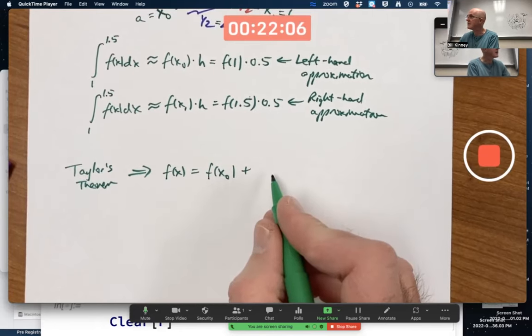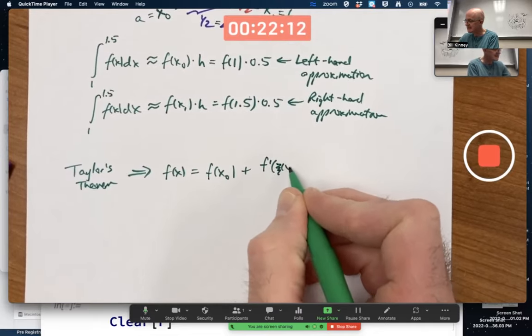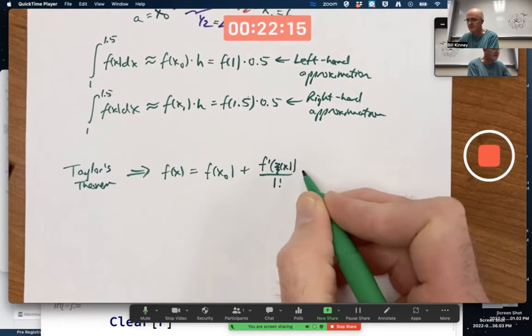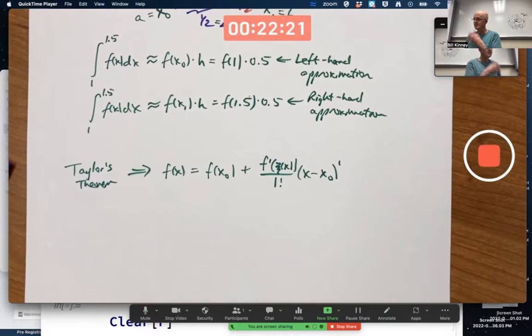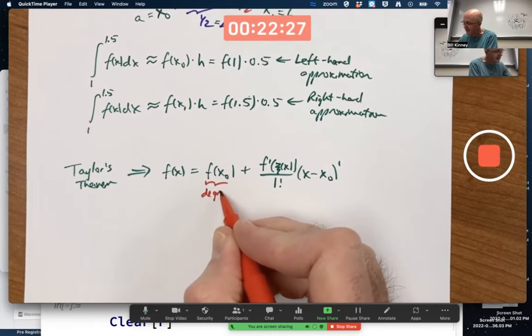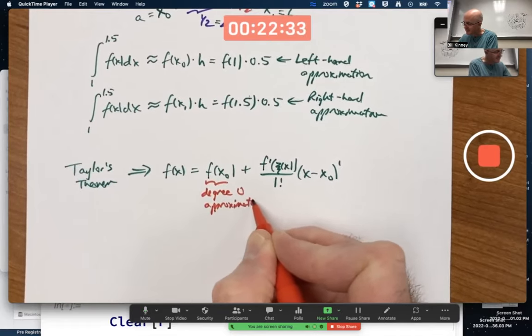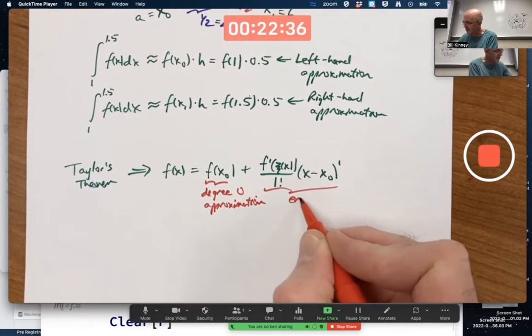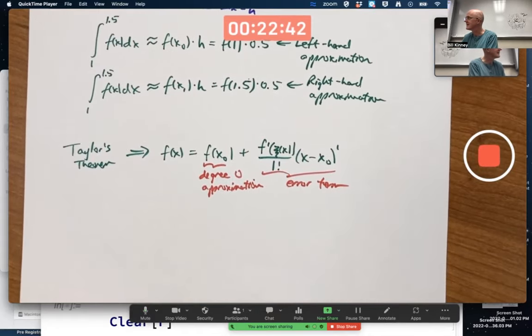Plus the error term. What's the error term? The error term is going to involve the derivative. It's going to be f prime of c of x divided by 1 factorial times x minus x0 to the first power. This is a degree 0 approximation, a constant approximation. And this is the error term. It's a very crude approximation, right? A constant. Where c of x is some number between x and x0.